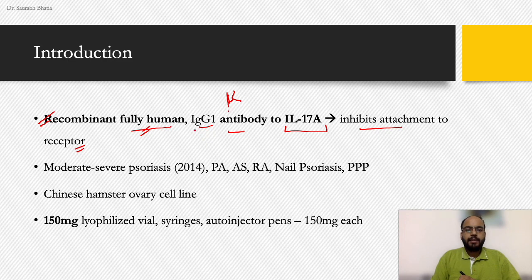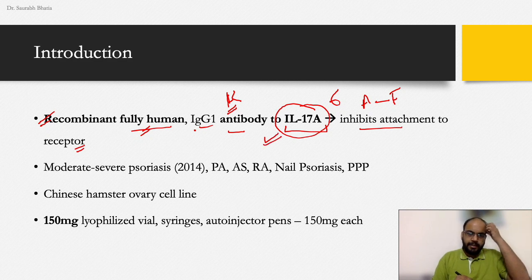IgG1 kappa class antibody to interleukin 17A. Now, interleukin 17 is the star molecule of this presentation, and every discussion will be around interleukin 17. So in the interleukin 17 family there are 6 different interleukins, coded from letter A to F, and the receptor attachment is inhibited when Secukinumab attaches itself to interleukin 17. We'll discuss the mechanism of action of Secukinumab subsequently in detail.